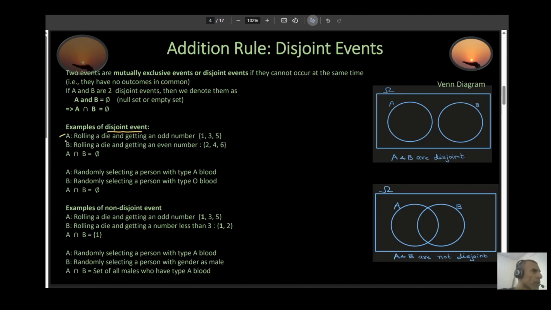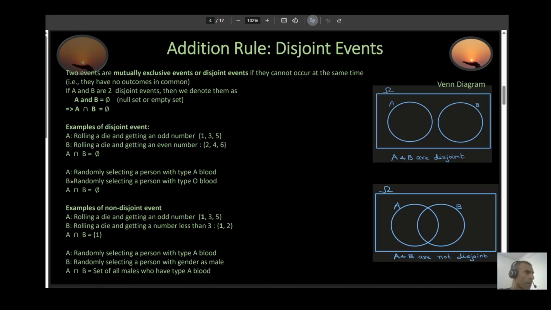So let's say your event A is defined as rolling a die and getting an odd number. So you can get 1, 3, 5. All right, and your B is rolling a die and getting an even number. So in this case, you can get 2, 4, and 6. And you can see that A and B have no elements in common. So A intersection B is a null set.